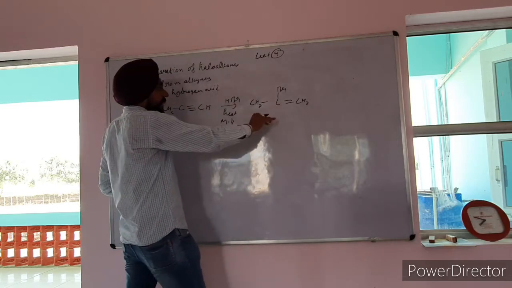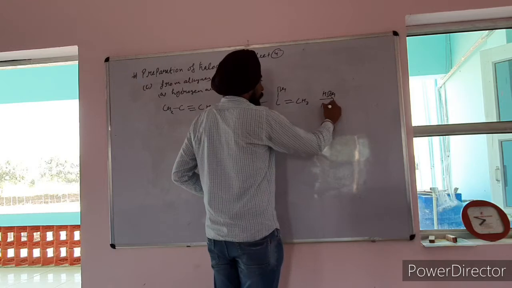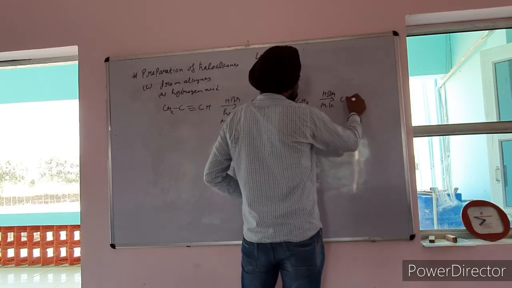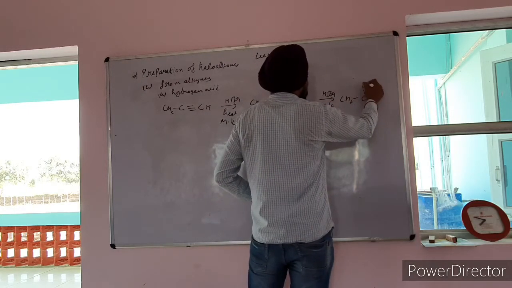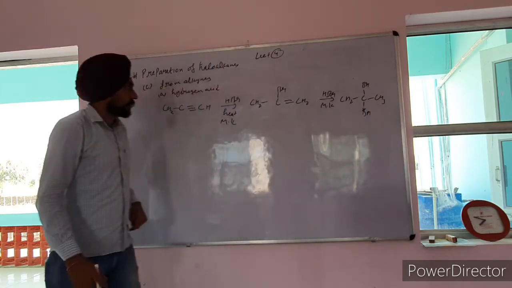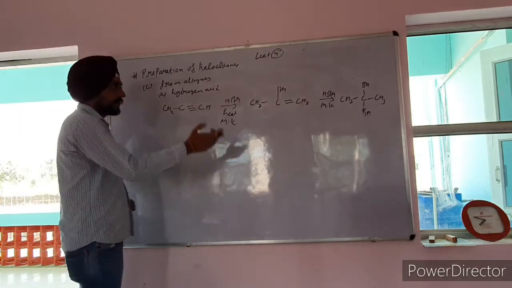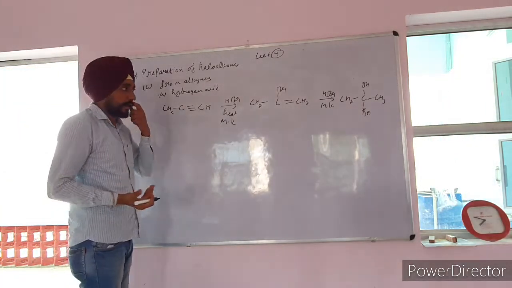If we add HBr again, then again the Markovnikov rule will be followed and the reaction will be like that. Hydrogen goes to the carbon atom with the higher number of hydrogens. If we do it with peroxide, again the anti-Markovnikov rule will be applied.